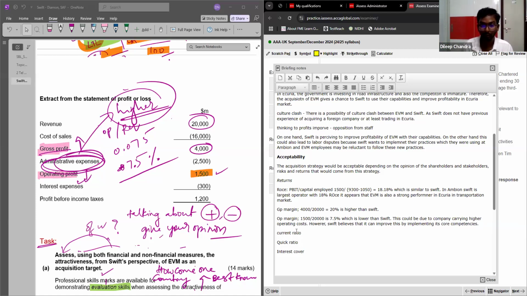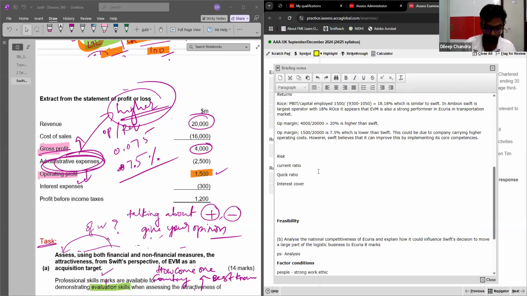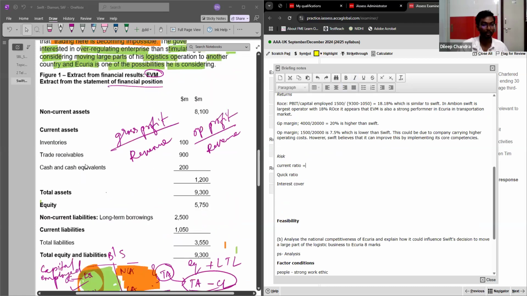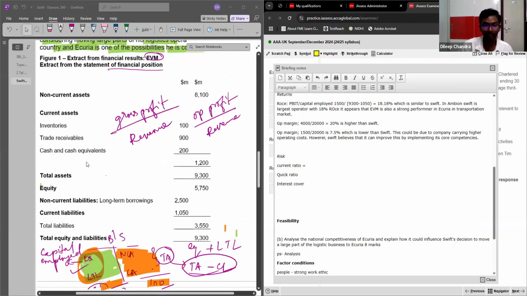Now, these are returns. Returns in the sense of return on capital employed, GP margin, operating margin. Now we're talking about the risks. Okay, current ratio. How much is the current ratio? Can anybody calculate? How will we calculate the current ratio?